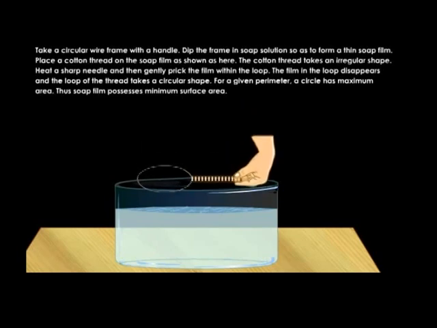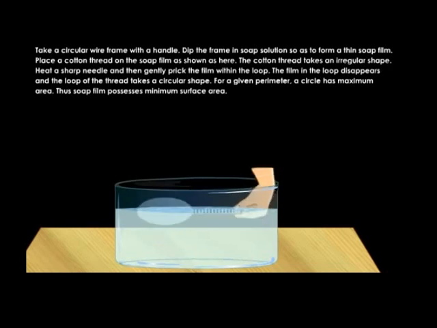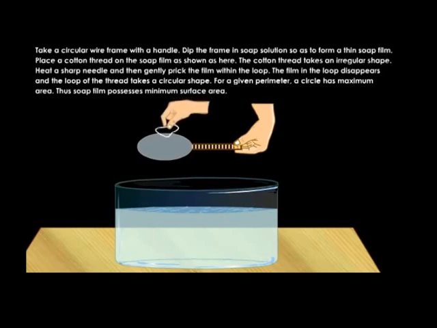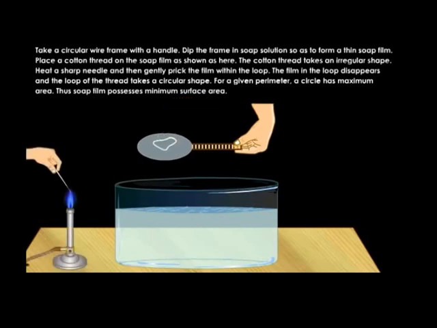When a circular wireframe is dipped in a soap solution, it forms a thin soap film. Let's place a cotton thread on the soap film. The cotton takes on an irregular shape. When you prick the film gently with a hot, sharp needle, the film in the loop disappears and the loop of the thread takes a circular shape.